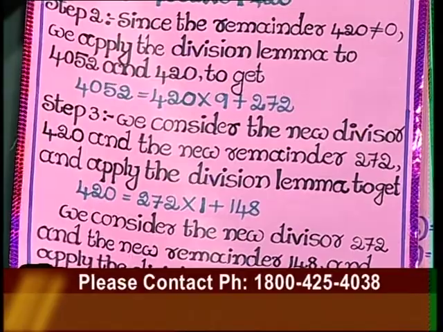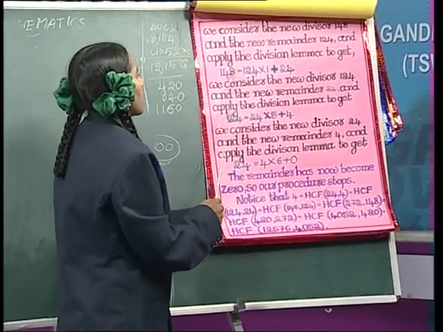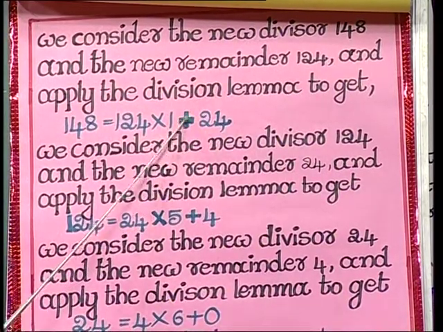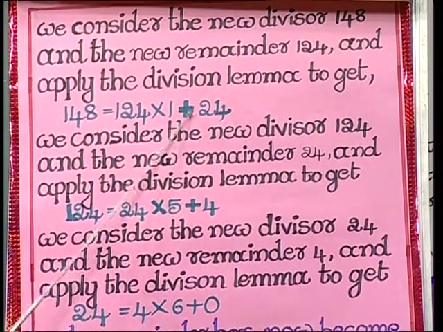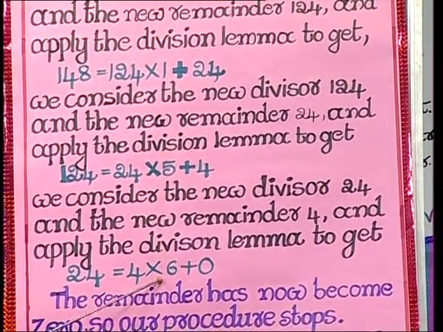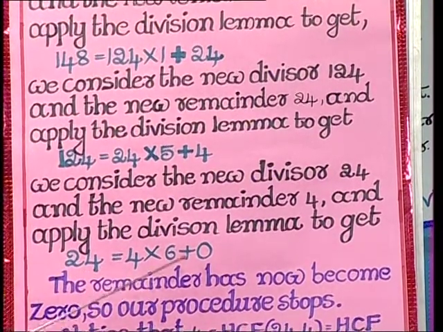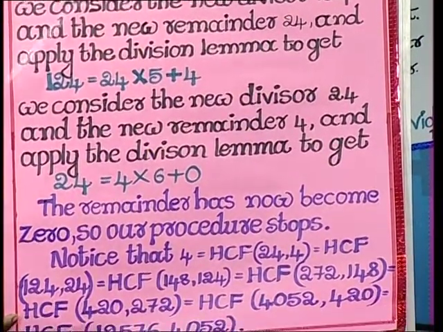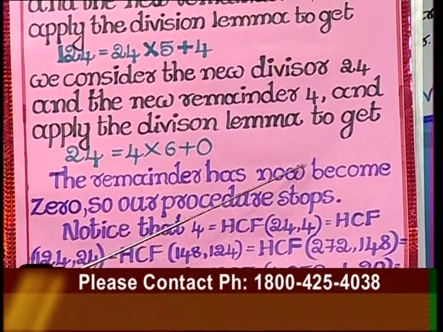Then again the remainder is not equal to 0. Again we applied Euclid division lemma to divisor and remainder. Here also we did not get 0 as remainder. So, again we applied Euclid division lemma to 124 and 24, because these are the divisor and this is the remainder. Again we did not get 0. So, what have we done? We again applied Euclid division lemma to these numbers. So, here we got the 0. At this stage we already know that the divisor 4 will become the HCF of these numbers. So, the remainder has now become 0.